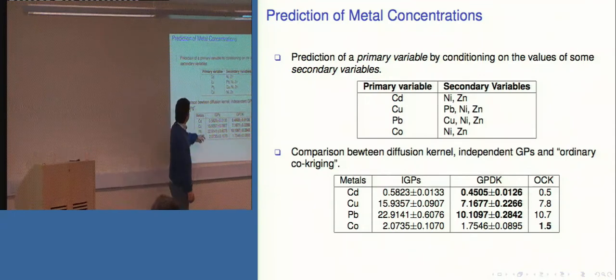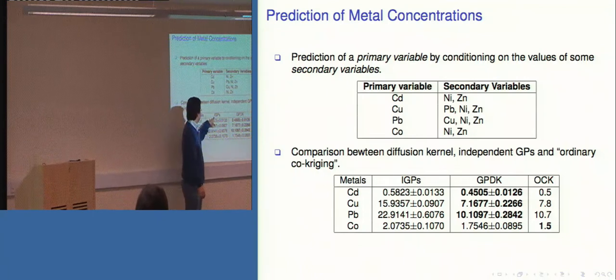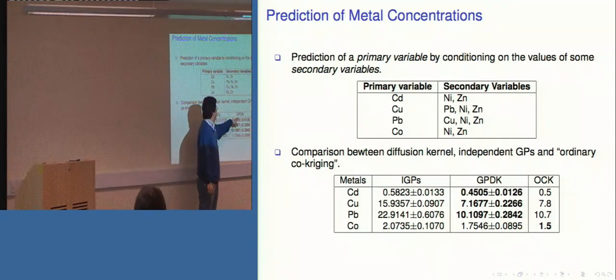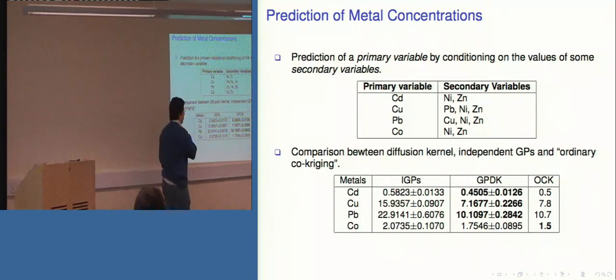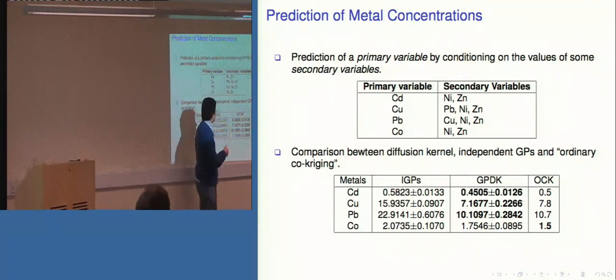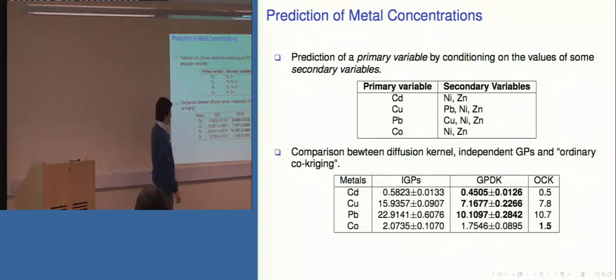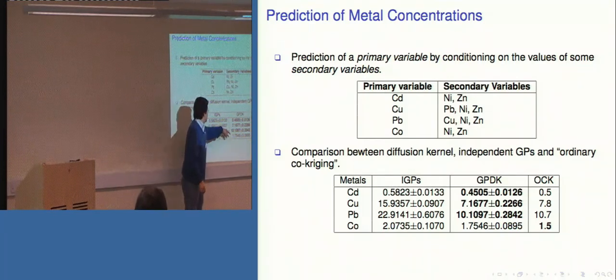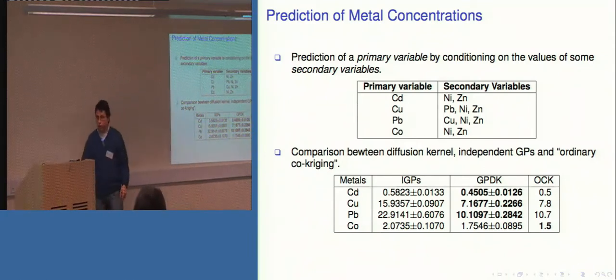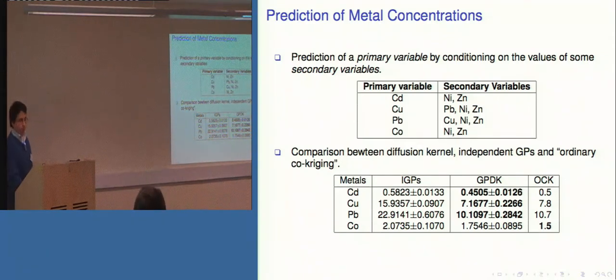And here I'm comparing, I think this is the mean absolute error, between some test data and the predictions made by 3 different methods. Here we have independent Gaussian processes, where you assume that each of these is independent of each other. You have the Gaussian process with the diffusion kernel, the kind of diffusion kernel we derived before, and we have this method from geostatistics called ordinary co-kriging. And so these are the results. In 3 of them we make slightly better predictions.